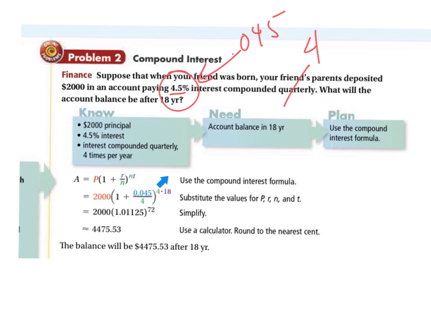So remember our rules here, 4 times 18 is 72. I'm going to go ahead and divide this out, 0.045 divided by 4. Add the 1, that creates this decimal inside. Raise this to the 72nd power, multiply by 2,000. After 18 years, he would have $4,475.53. Again, that's assuming he started out with $2,000 after 18 years. That'll serve as your example, by the way, for compound interest.